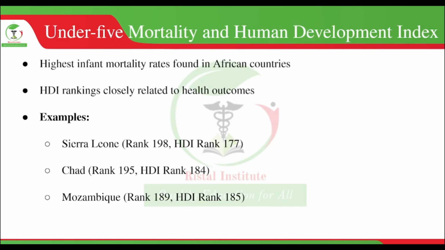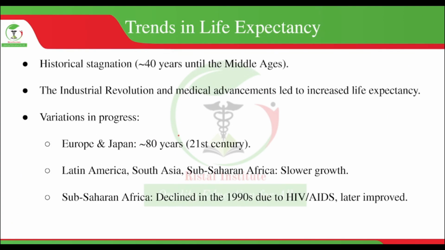Okay, again, similarly, under 5 mortality, still countries that are having low human development index still have high under 5 mortality rates. Okay, and you can say that Mozambique, Chad, and Sierra Leone, these are countries that are doing poorly in this regard.